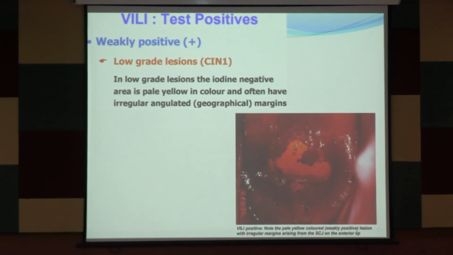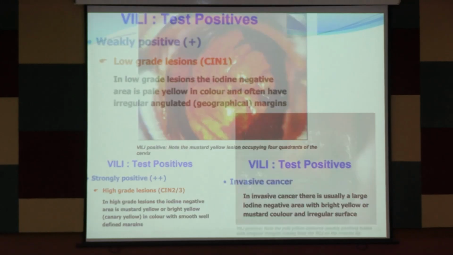Now this is what a VILI positive looks like. These are squamous cells, alright, but it is not staining mahogany brown. It's starting to stain pale yellow with geographical borders. You remember the slide with VIA positive, but it was a low-grade lesion? This is like that. It is yellow, but it is not dense yellow. So this is a low abnormality, probably a CIN1.